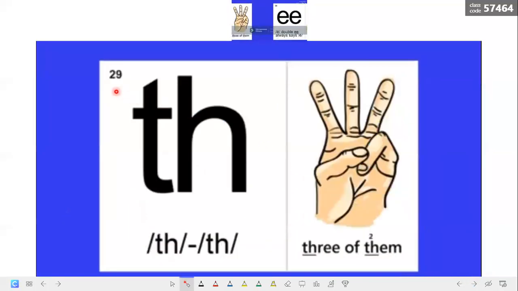Okay, and 29, we have the TH. These two letters can make two sounds. The first one is, which in Arabic, الثاء, حرف الثاء, and which is حرف الذال في اللغة العربية. So we need to get the tip of our tongue out in order to produce the sound perfectly. We need to say three of them.